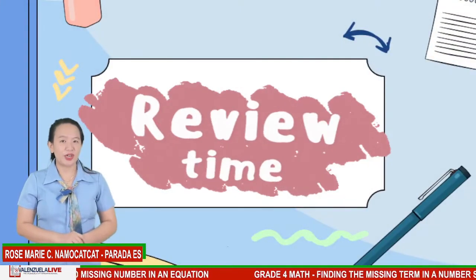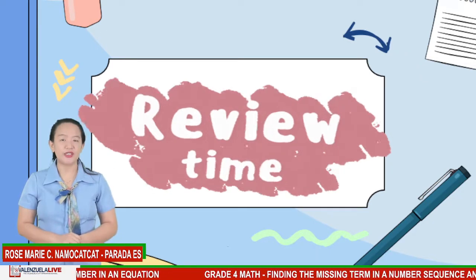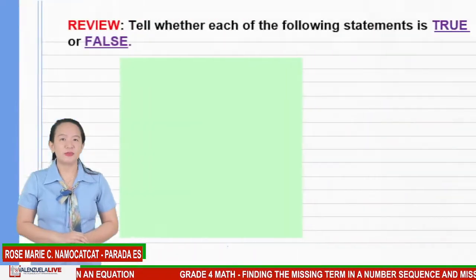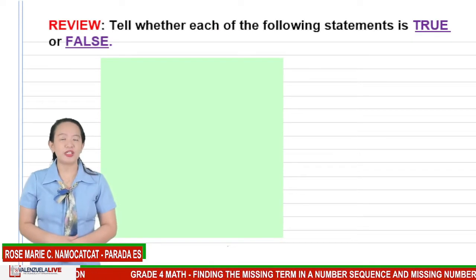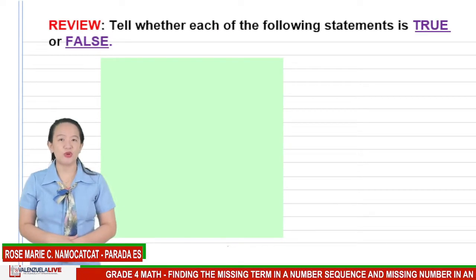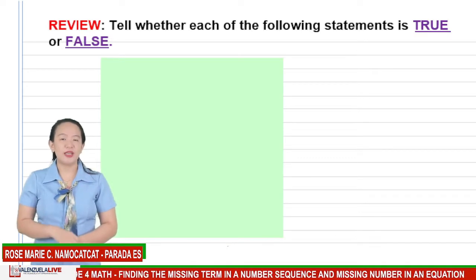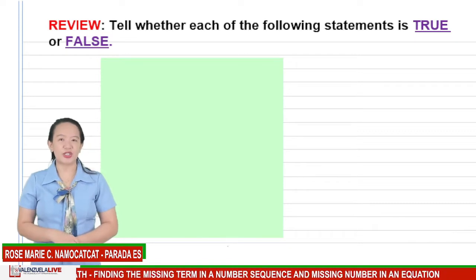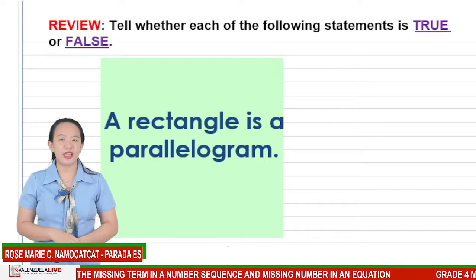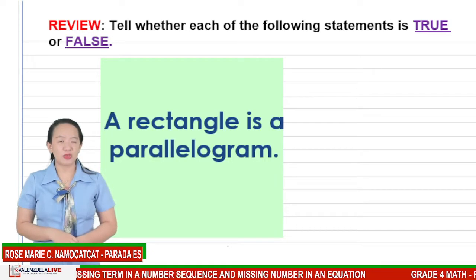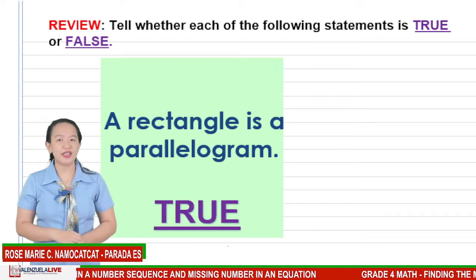But before we start our new lesson for today, let's have some review about what you've learned last week. So in our instruction, tell whether each of the following statements is true or false. Kindly type your answer or comment your answer in our comment section below. For the first one, a rectangle is a parallelogram. Is it true or false? Okay, the answer is true.